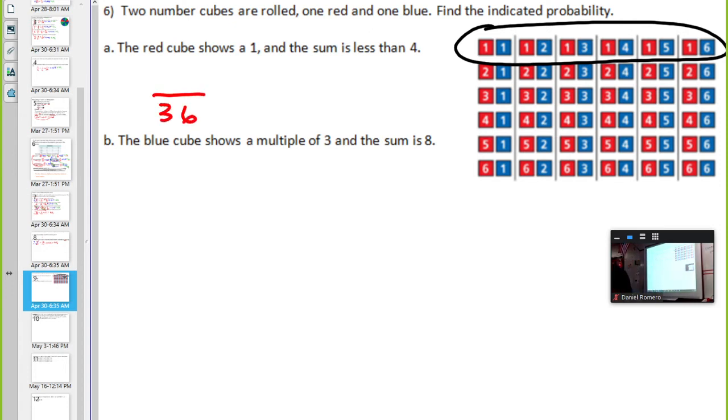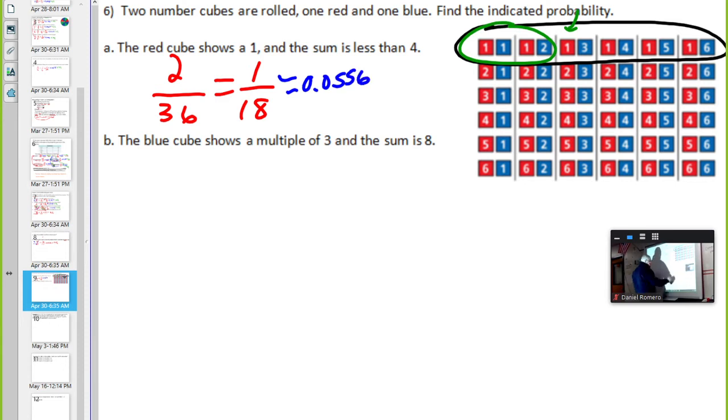We know that there's 6 of those, but out of those 6 only, how many have a sum that is less than 4? No, I'm counting 2. Only 2, because it says less than. This sum is 4. So I'm only counting 2. So 2 out of 36 is 1 out of 18. 1 divided by 18 is 0.0556, which, as Lana knows, is around 6%.